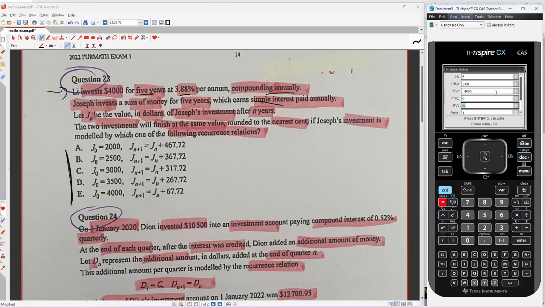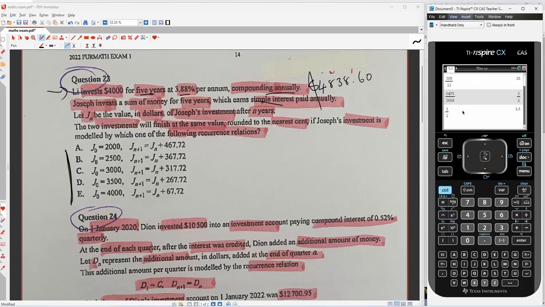So now what we're going to do is work out the future value. So Lee's investment would be $4,838.60. Alright, so all we're going to do now is just try each of them, and I can't think of a better way of doing this one. So try each of these to see which one matches 4,838. So the first one, option A, is $2,000 invested plus 5 lots of this annual interest that's being paid out. So 467.72.